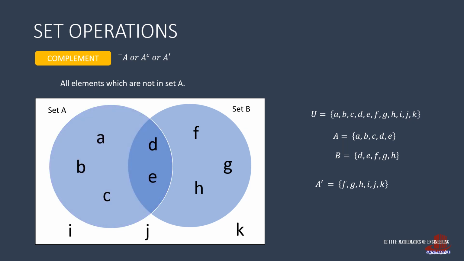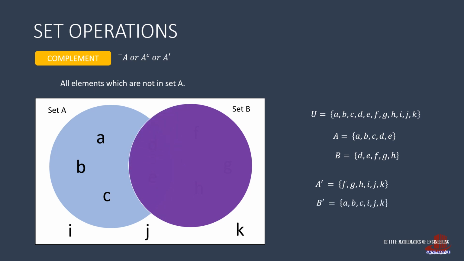In case we also check the complement of set B, that would be everything in the universal set except that of set B. So the complement of B has the elements A, B, C, I, J, and K. There are only 4 operations of sets. Here is an example of such operations.